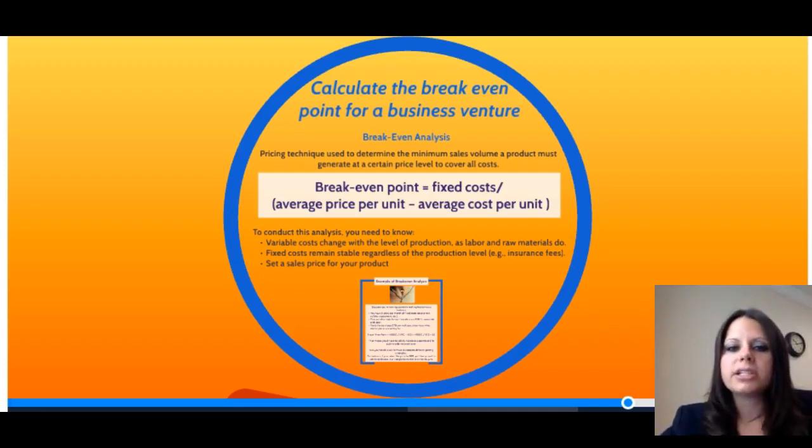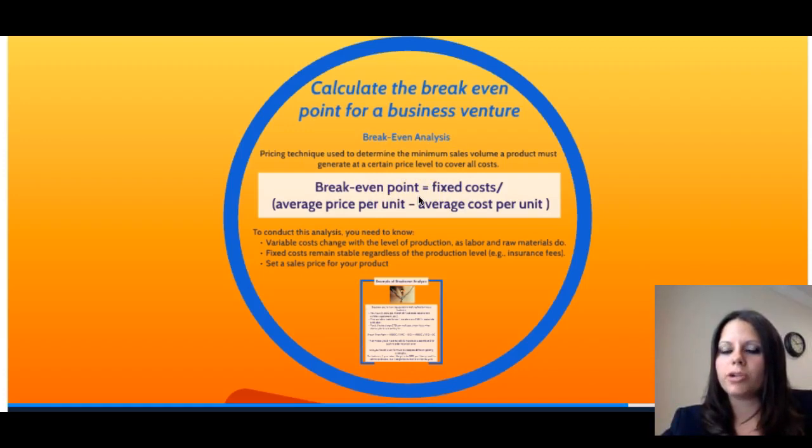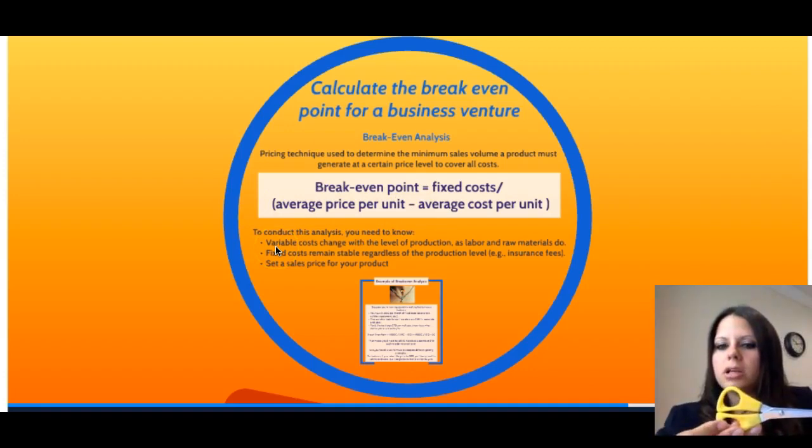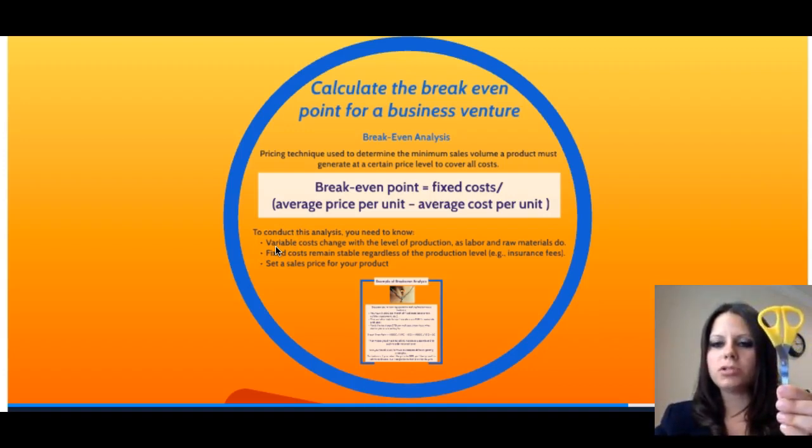And then the last factor is a sales price for your product, what you will sell the product for to the public. So this is a really important pricing technique, and you'll see a formula on the screen here. To find that break-even point, you're going to take those fixed costs, those total costs that are not changing, and you're going to divide them by the amount you're selling the product for. So for our scissors, it might be the $3 minus the average cost per unit for the scissors I told you was $1. So on the bottom of that equation, it's $2.